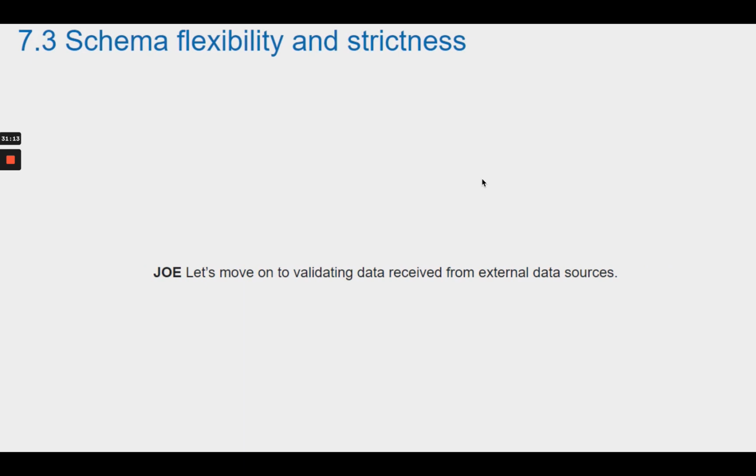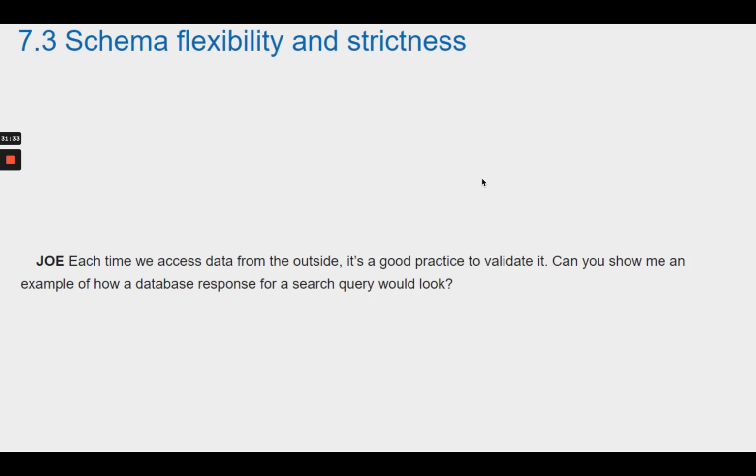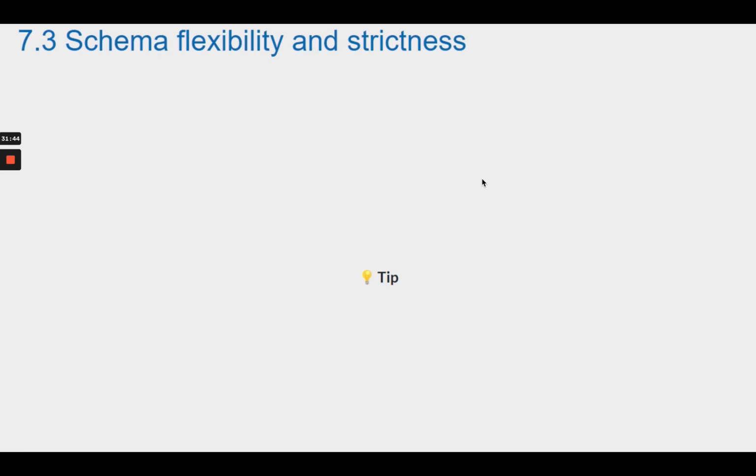Joe, let's move on to validating data received from external data sources. Theo, is that different? Joe, not really, but I'll take it as an opportunity to show you some other features of JSON schema. Theo, I'm curious to learn how data validation is used when we access data from the database. Joe, each time we access data from the outside, it's a good practice to validate it. Can you show me an example of how a database response for a search query would look? Tip. It's a good practice to validate data that comes from an external data source.